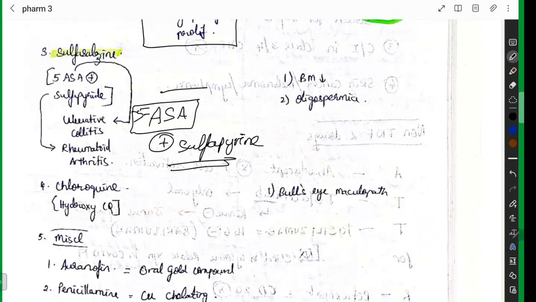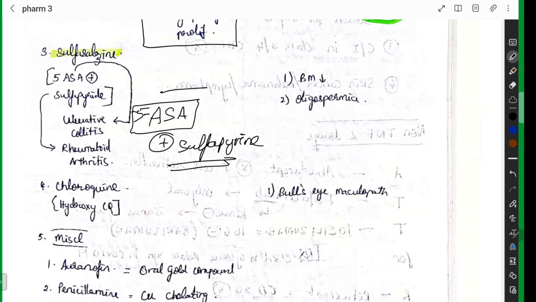Among them, 5-ASA is very helpful in ulcerative colitis, whereas sulfapyridine is helpful in rheumatoid arthritis. So the drug of choice in rheumatoid arthritis, first, is methotrexate. Alternative to methotrexate, you have leflunomide. Alternative to it, you have sulfasalazine. In sulfasalazine, the part that helps in rheumatoid arthritis is sulfapyridine. What is the role of ASA? ASA acts in ulcerative colitis.